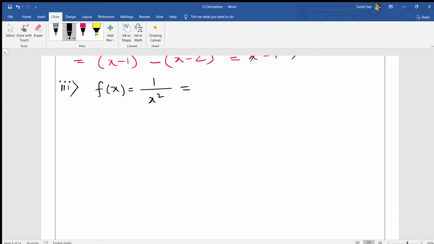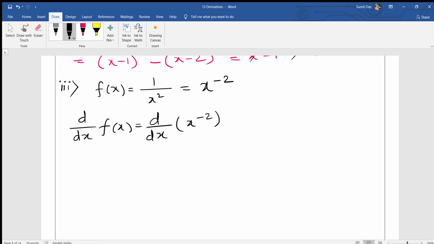So here we can use directly the division formula, but I'm not using the division formula here. I will use this formula. f(x) is equal to 1 by x square. Can I write f(x) is equal to x to the power minus 2? So derivative of f(x) will be derivative of x to the power minus 2.